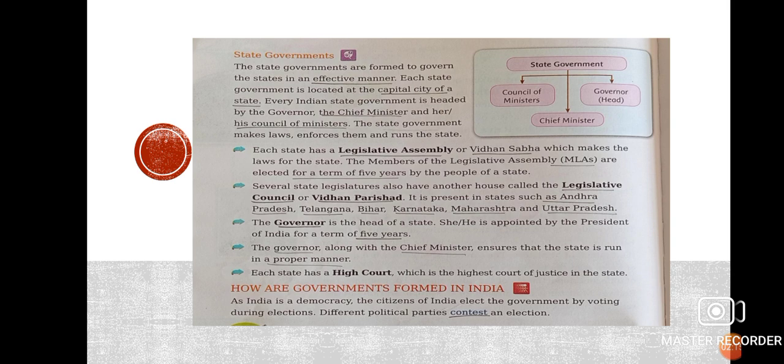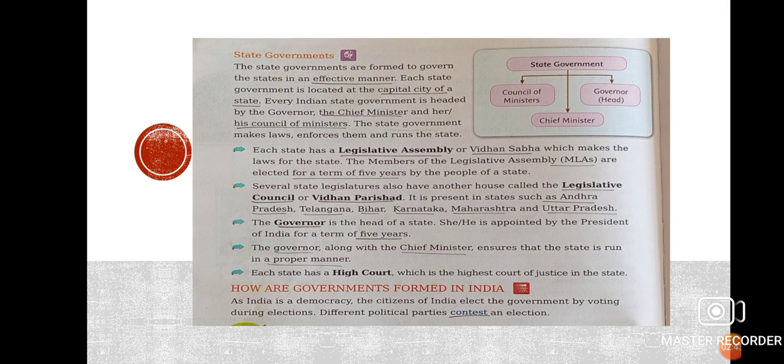Now each state has a legislative assembly or Vidhan Sabha which makes law for the state. The members of legislative assembly, MLAs, are elected for a term of 5 years by the people of a state. Now underline legislative assembly or Vidhan Sabha. Then also underline the members of legislative assembly are elected for the term of 5 years by the people of the state.